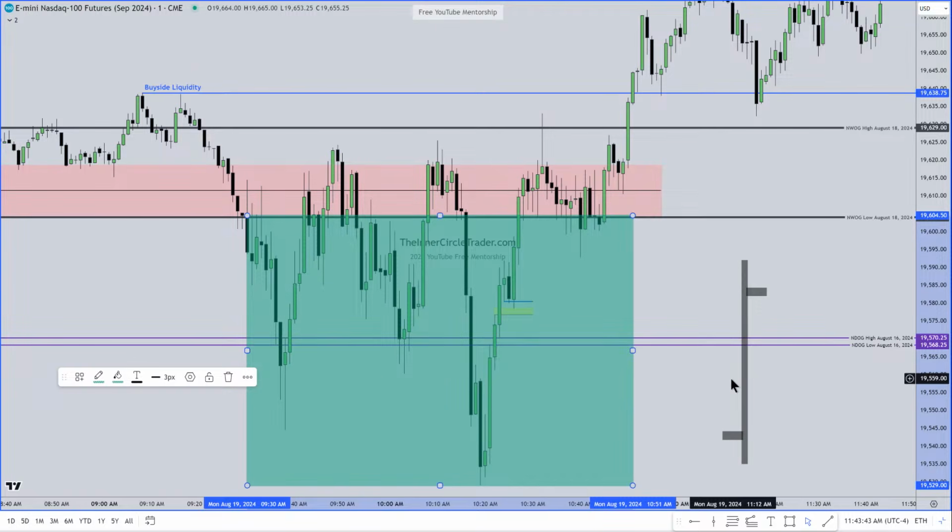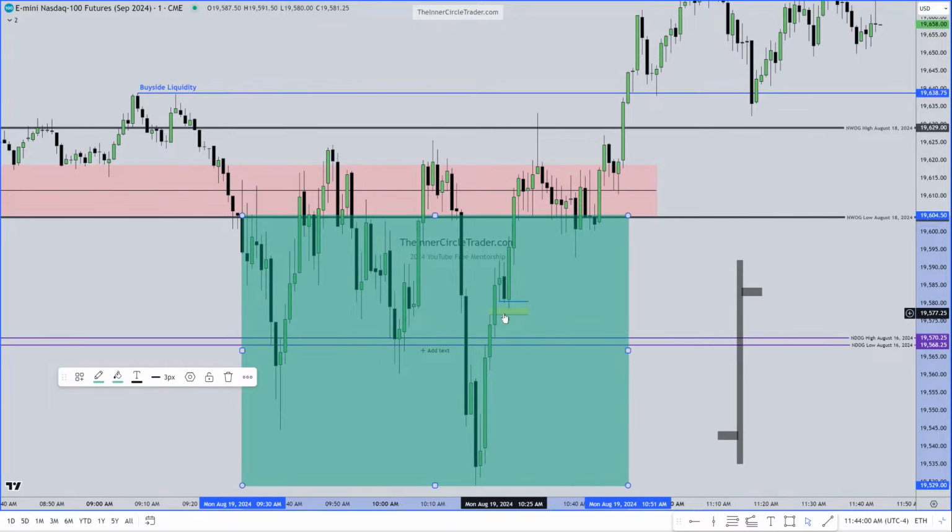Does this look like gambling? Knowing what you're looking for, waiting for the criteria to be met, and then having sound logic saying it should behave like this, and then it does, inside the range between the open down to the low. There's your fair value gap right there. That is your low risk buy.